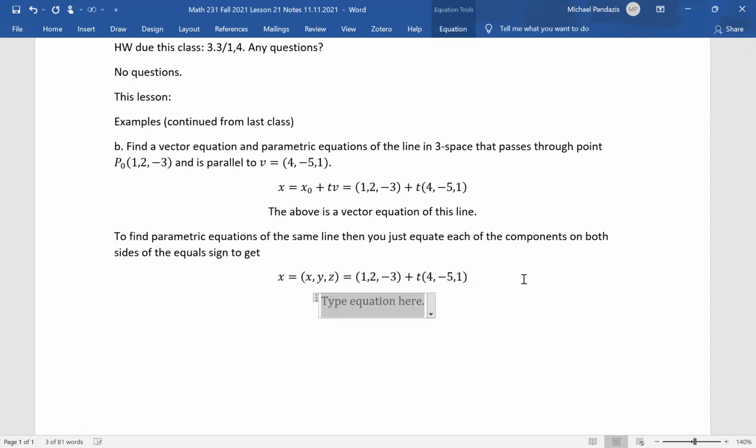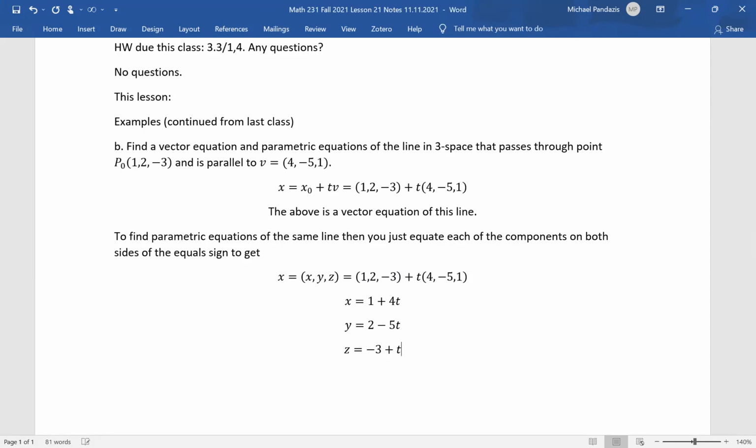So you just set each of the components equal. The first component is x on the left side, and the right side is 1 plus 4t. The second component on the left side is y, and the second component on the right side is 2 minus 5t. The third component on the left side is z, and that's equal to the third component on the right side, which is negative 3 plus 1t, which is t. Okay, so these 3 are the parametric equations that describe the same line. So the 3 equations above using t are the parametric equations describing the same line.